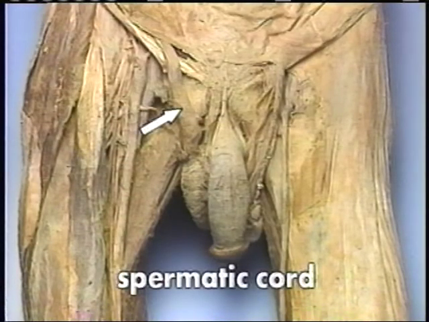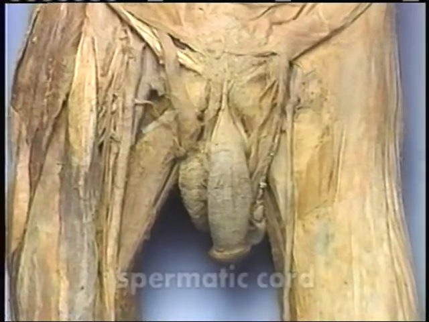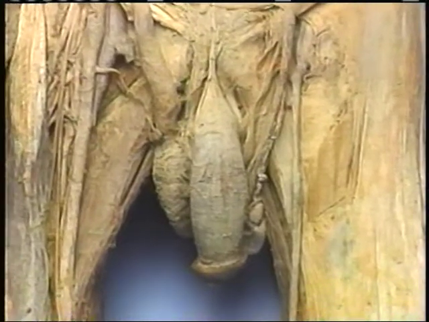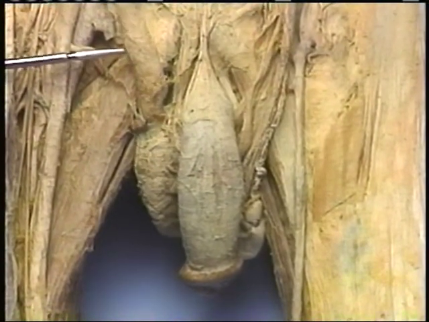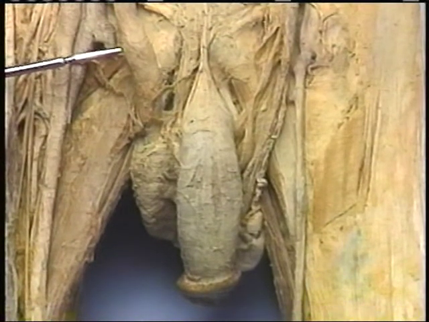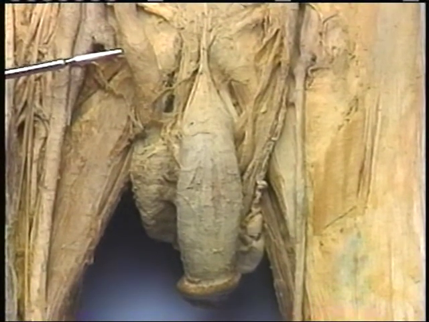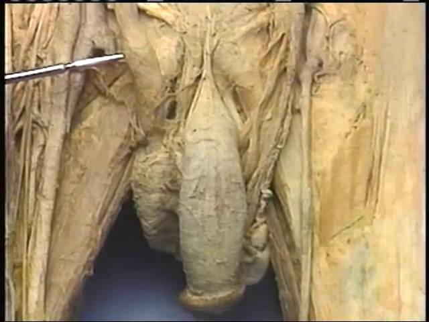The spermatic cord contains structures traveling to or from the testis. These structures within the cord are enclosed in layers of tissue that are derived from the anterior abdominal wall. The spermatic cord travels through an oblique passageway in the inferior border of the abdominal wall called the inguinal canal.